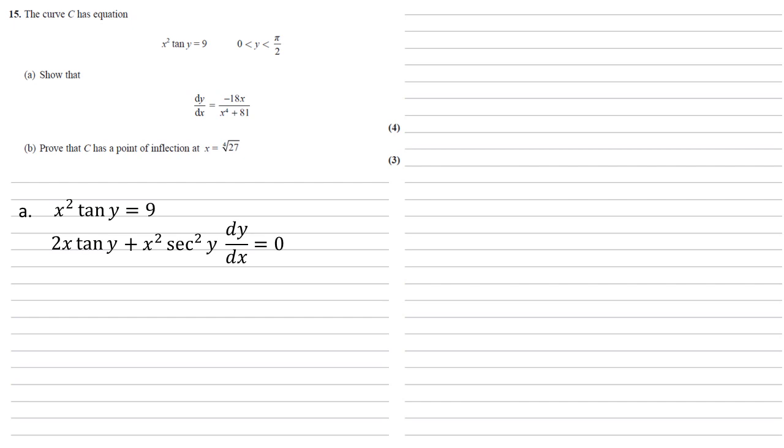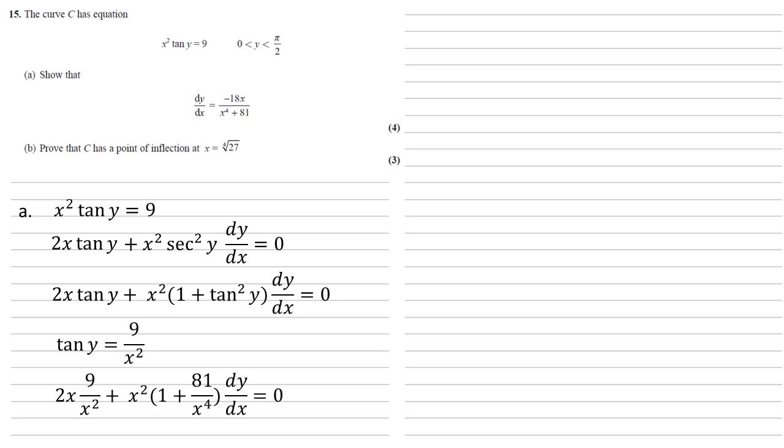Now to simplify this, we can see that sec squared, we've got our identity for this to change it into tan. That's 1 plus tan squared. We now need to get rid of all these y's because the dy by dx that we've been shown, that we're aiming for, is all in terms of x. Well, our original equation was x squared tan y equals 9. So if we divide both sides by x squared, we know that tan y equals 9 over x squared. So let's substitute this in to our equation.